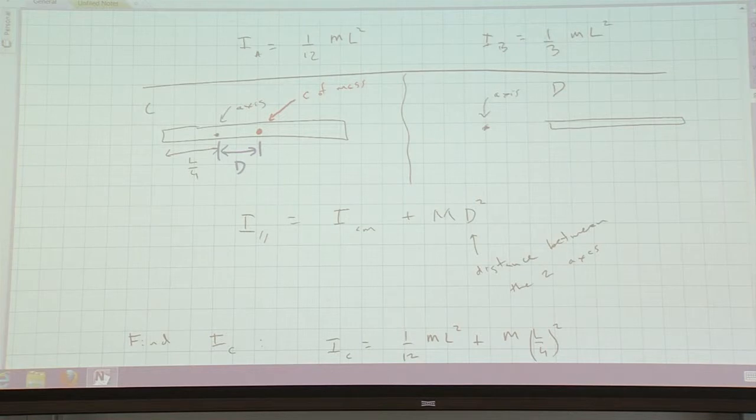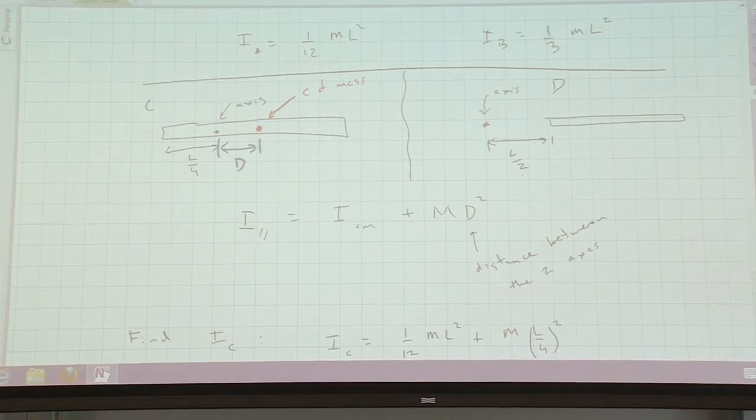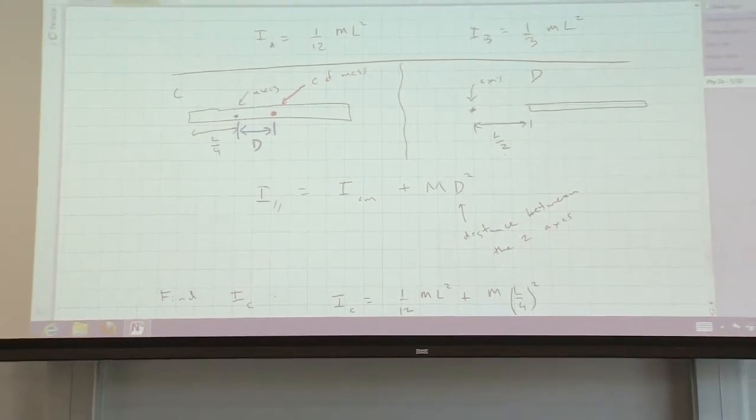Now, how far away should we have this? How about we make that L over 2? And you tell me what the rotational inertia is for case D here.